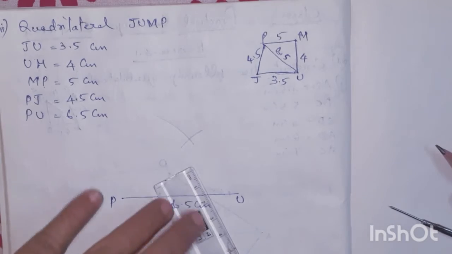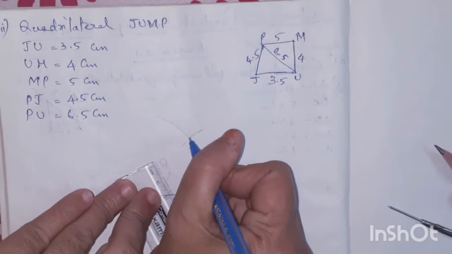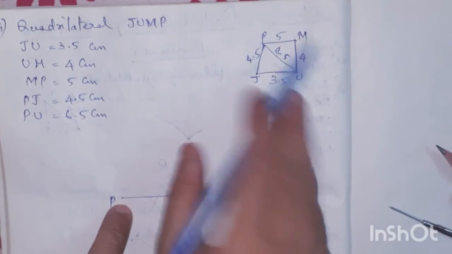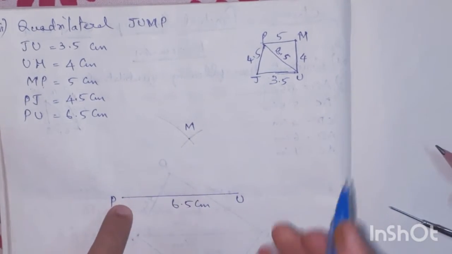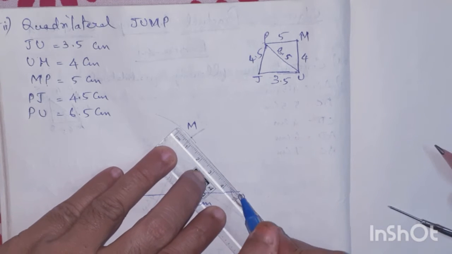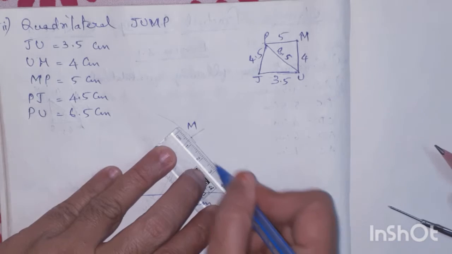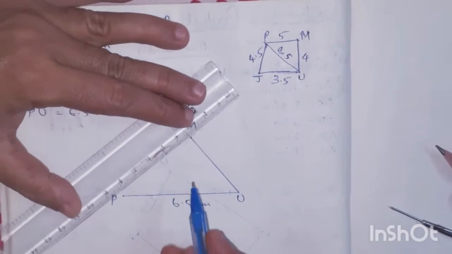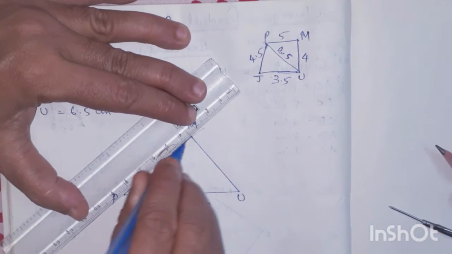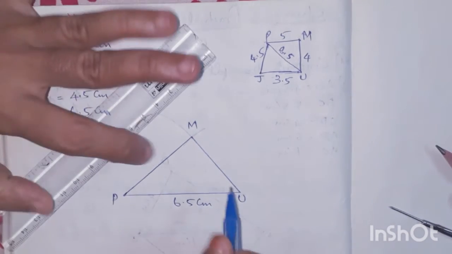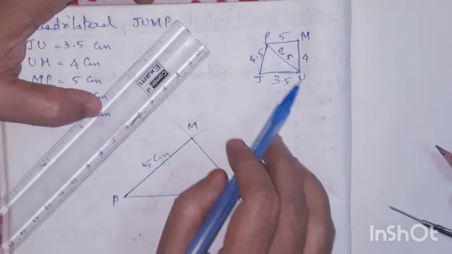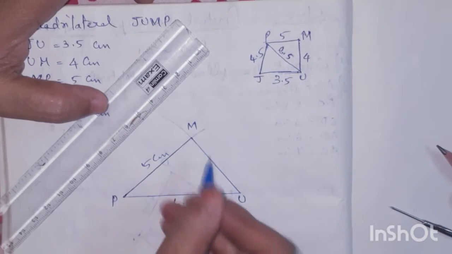Then we have to join. This is the point, mark the point, that is PU upper M. So mark the point M. PM is 5 centimeter. UM is 4 centimeter.